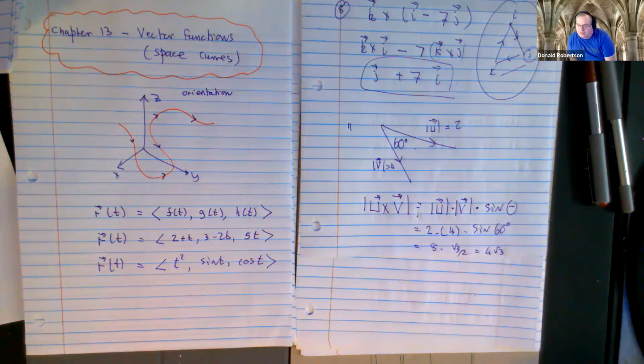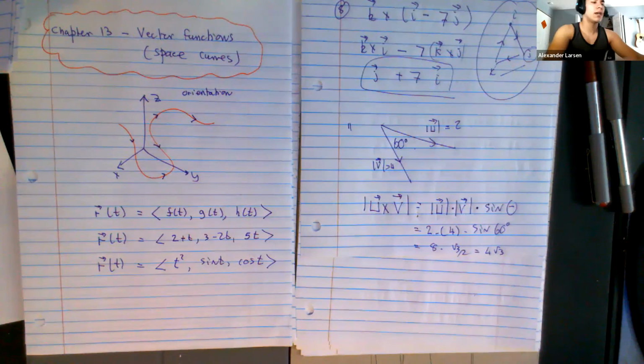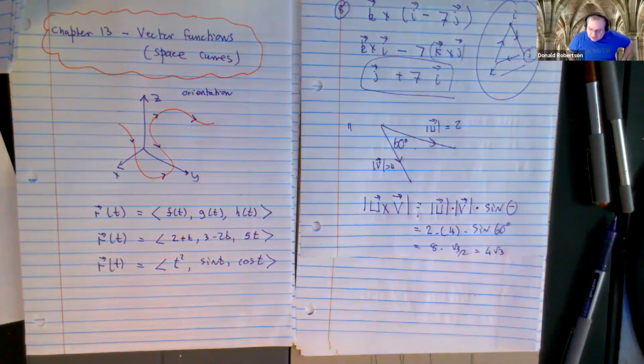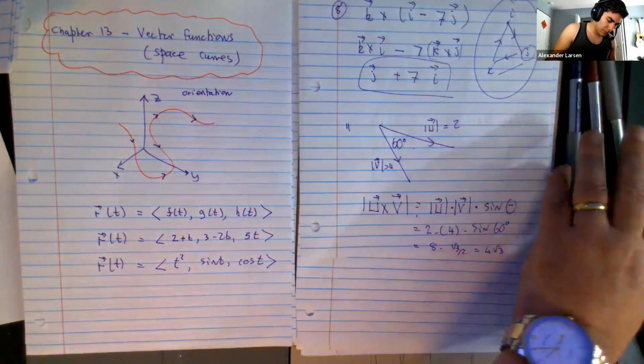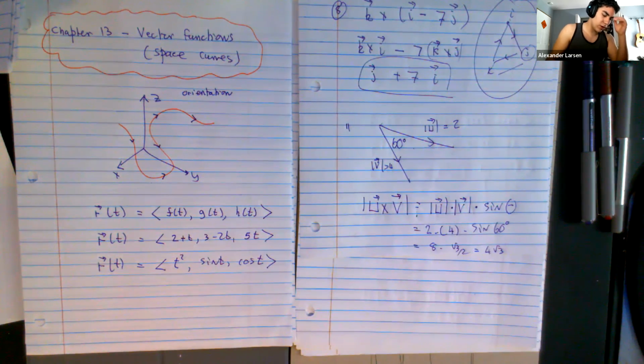I'm not quite sure why you got 0. Did you think? I think I tried to do... What did I try to do? Let me look. Well, whatever it is, don't do it again. I tried to do a cross product of 4 times cosine 60 and 4 times sine 60. I don't know why I did that.